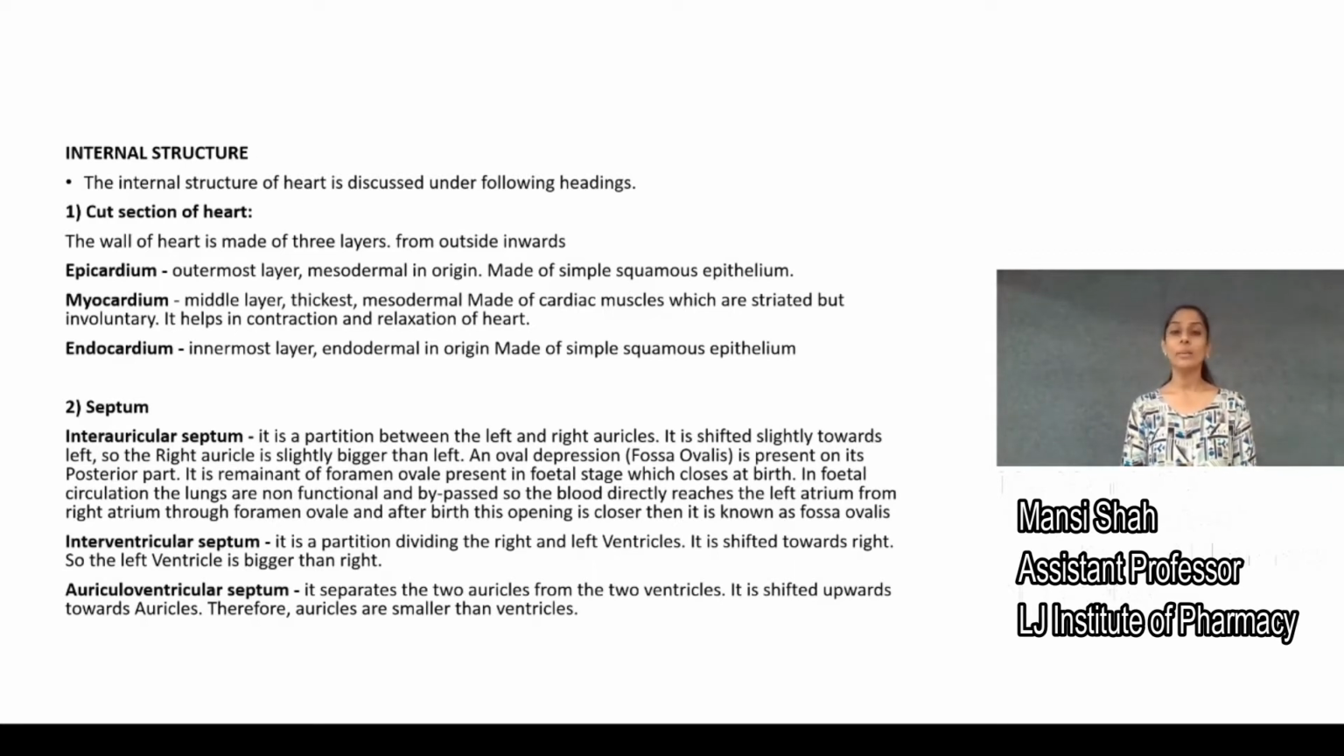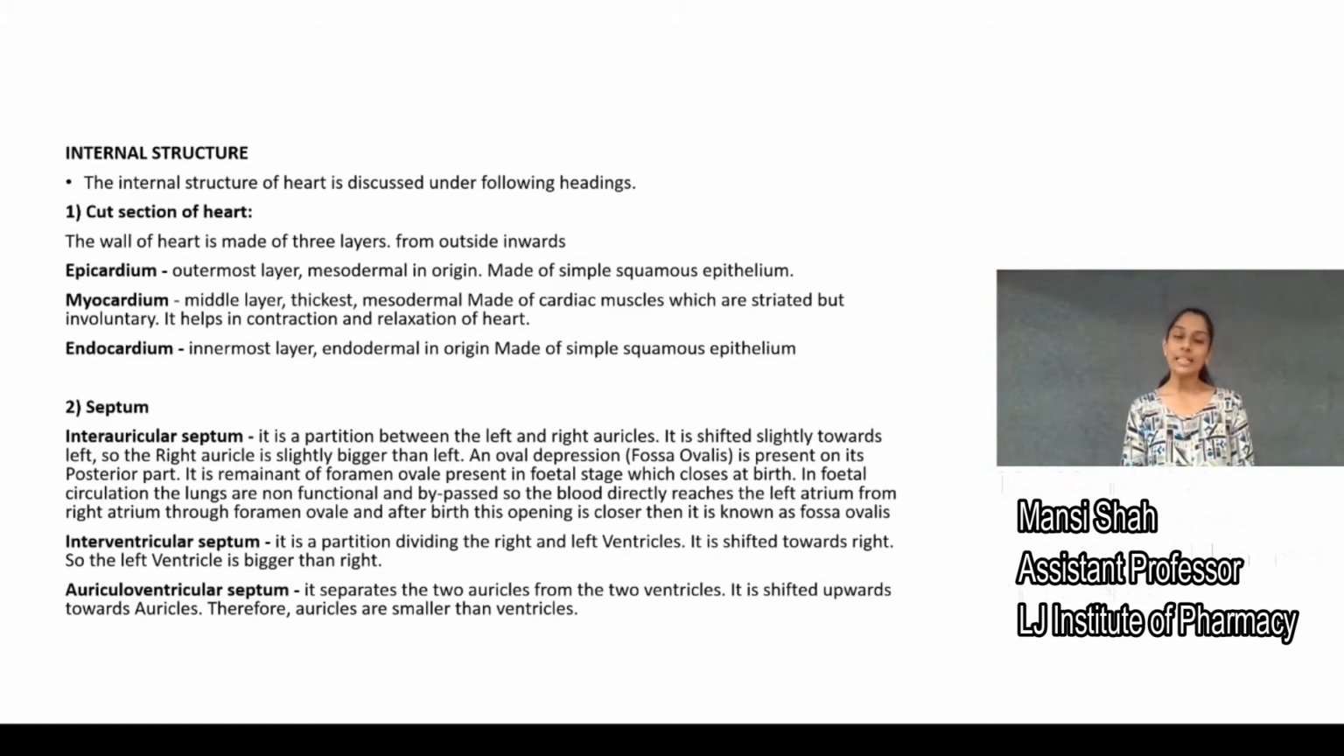An oval depression, which is called as a fossa ovalis, is present on its posterior part. It is remnant of foramen ovale present in fetal stage, which closes at birth. In fetal circulation, the lungs are non-functional and bypassed, so blood directly reaches the left atrium from right atrium through foramen ovale, and after birth, this opening is closed. Therefore, it is called as fossa ovalis.